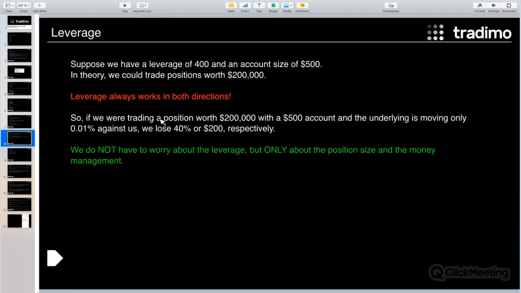And this hopefully makes absolute sense to you, to say, I don't need a high leverage. It's all about money management. You have to calculate the right position size for your trade, and that's it. We do not worry about the leverage, but only about the position size and the money management. This is very, very important.